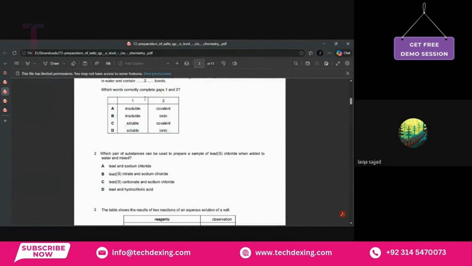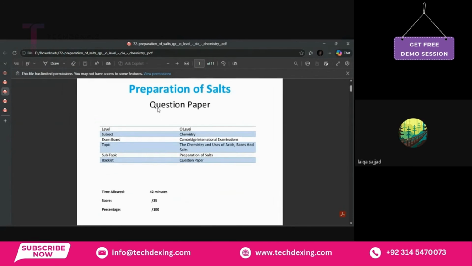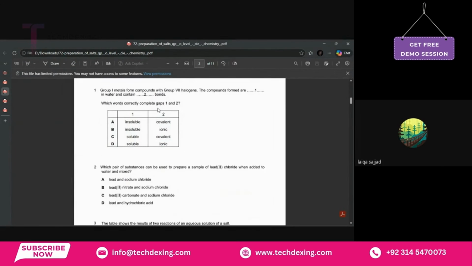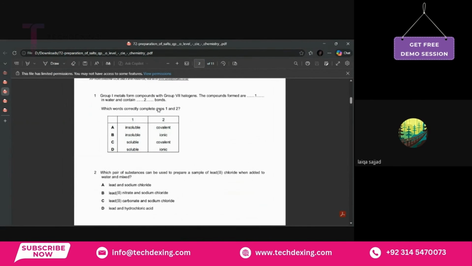Okay, so these are about the preparation of salts. We are given that group 1 metals form compounds with group 7 halogens. The compounds formed are dash in water and contain dash bonds. Which words correctly complete the gaps 1 and 2? The compounds formed are dash. Are they soluble or insoluble? We have two options for gap 1.